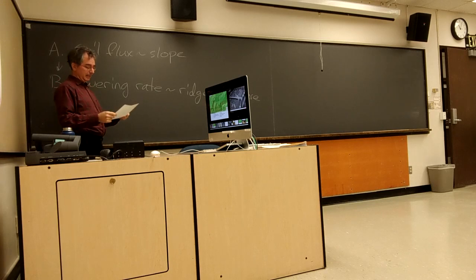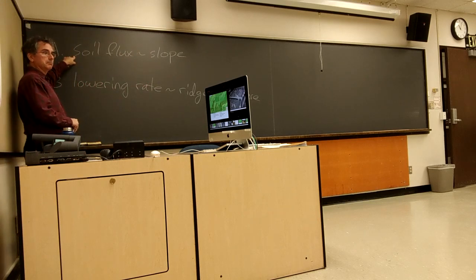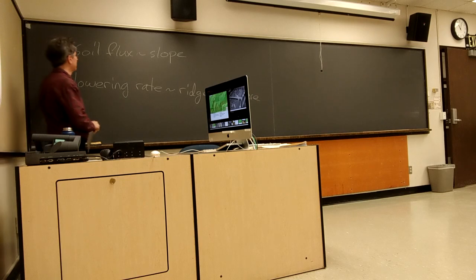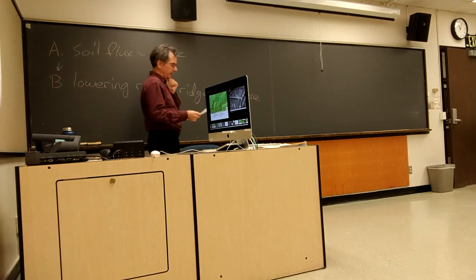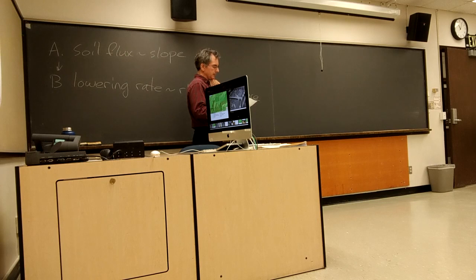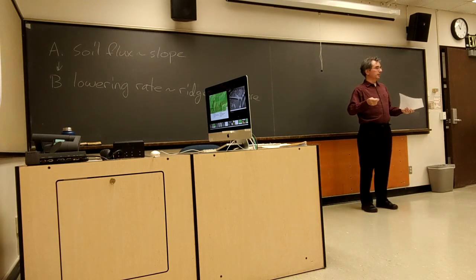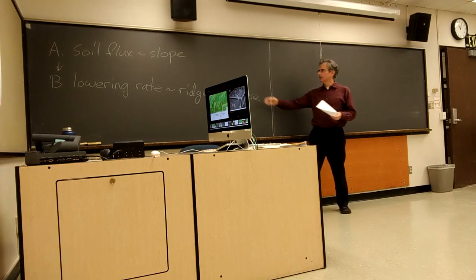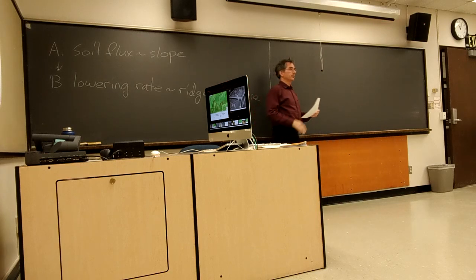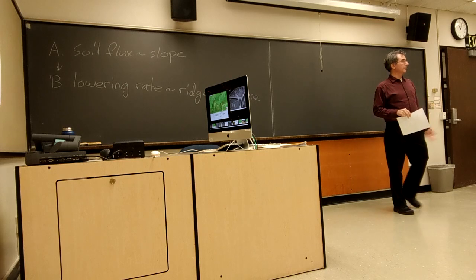What I'm going to start with today is trying to convince ourselves of this first part, that soil flux or mobile regolith flux is proportional to the topographic slope. And we'll start with a process that we already know something about, which is frost heave. So I'm going to go through how we can get something like this out of just simple observations about frost heave. I say you know about frost heave because you know about frost cracking.